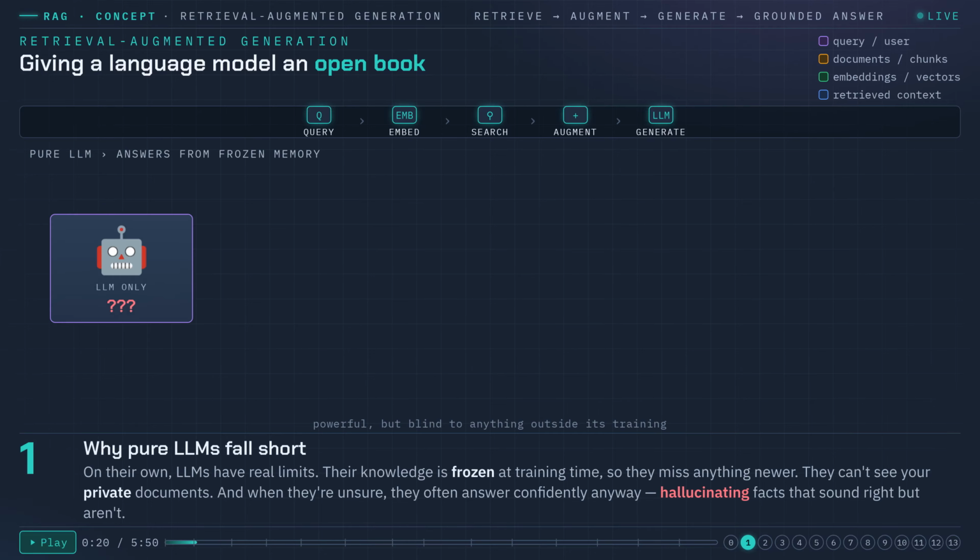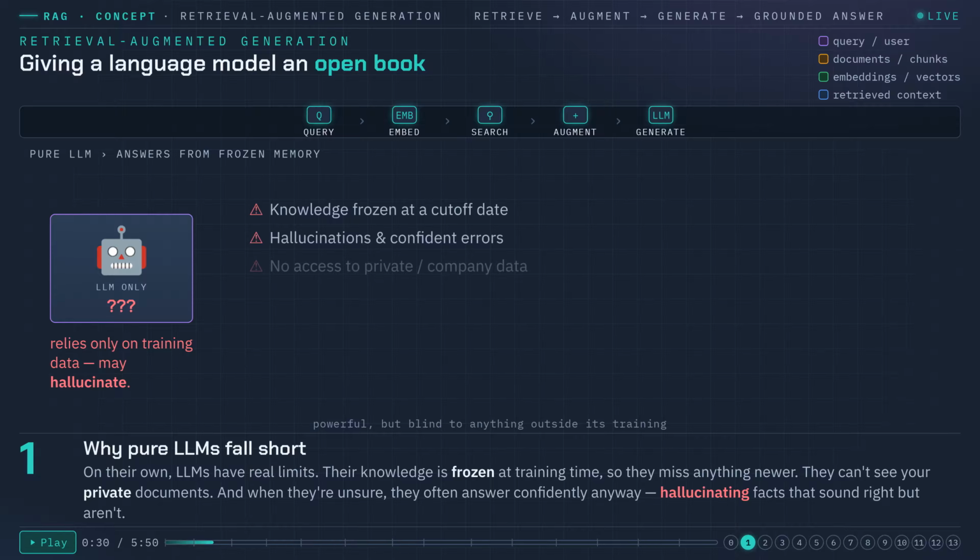On their own, language models have real limits. Their knowledge is frozen at the time training ended, so they miss anything newer. They can't see your private or company documents, and when they are unsure, they'll often answer confidently anyway, hallucinating facts that sound right but simply aren't true.